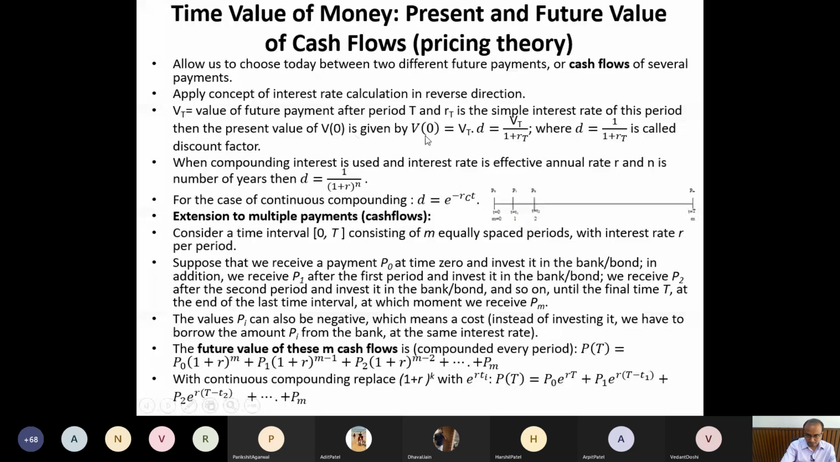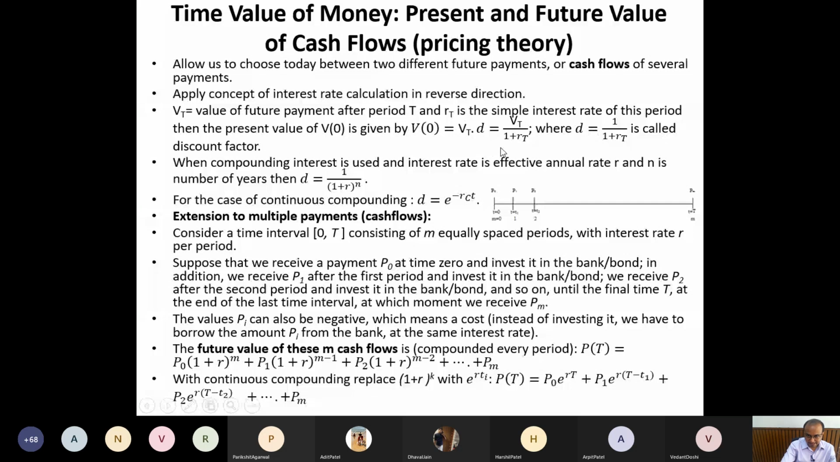So this present value V0 is what? In a simple interest rate calculation, it is VT into D, where D is a discount factor. And I'm using a simple interest rate calculation. And for the period T, the total interest is RT. The rate of interest is RT. So definitely my present value will be future value divided by 1 plus RT, because I have to pay in future. So I need some less money presently, and I invest in the security which gives me this much interest. So this is VT into D, where D is 1 divided by 1 plus RT, which we call the discount factor.